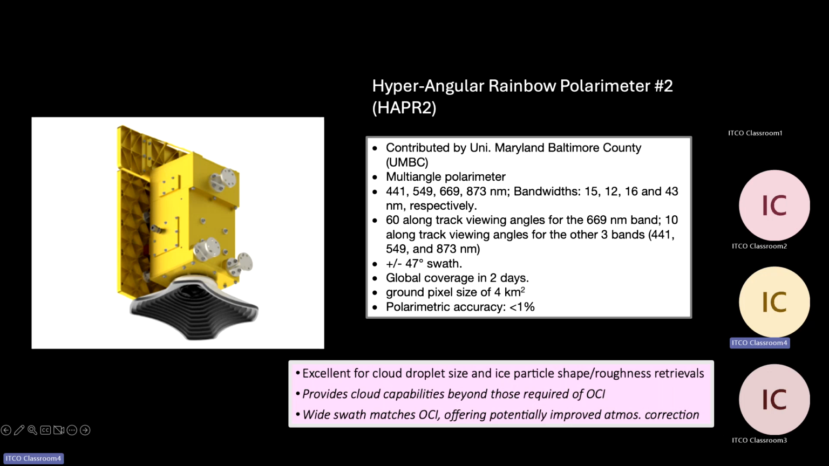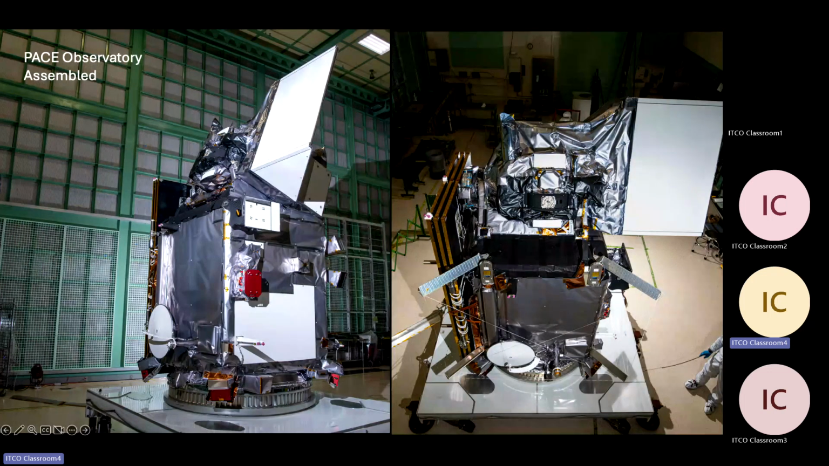But the objective for this one is it'll be focused a lot on cloud properties, looking at ice particle shape. So you've got one that's looking at aerosols, one that's looking at clouds, plus complemented with PACE. It's a good package. Okay, so this is what PACE looked like before it went up.